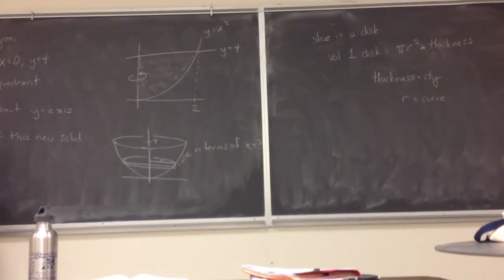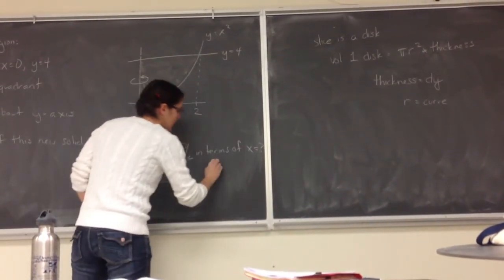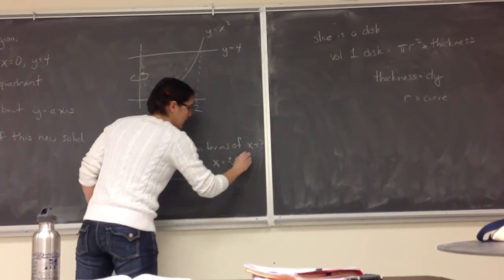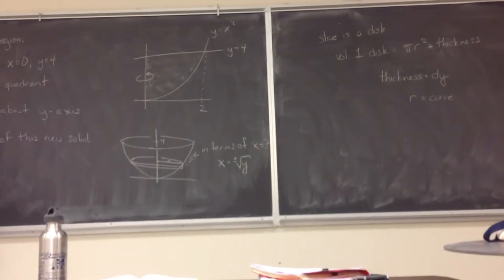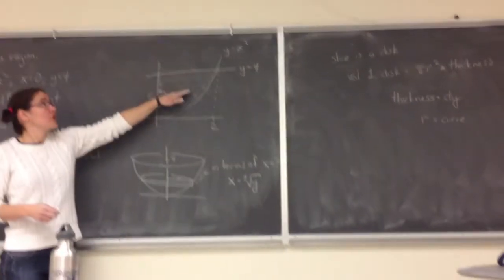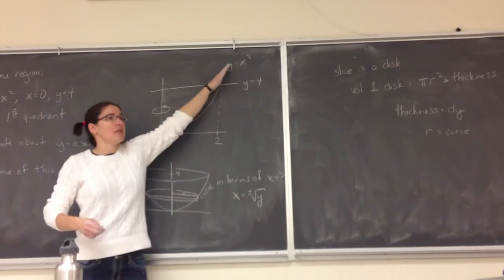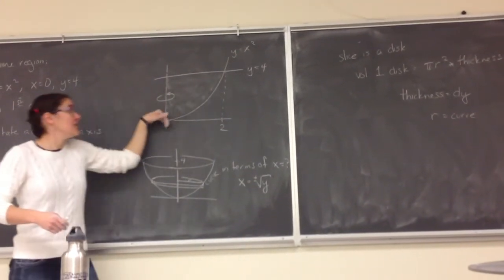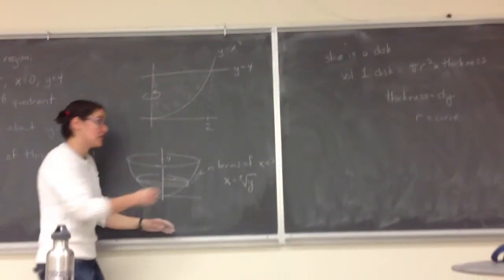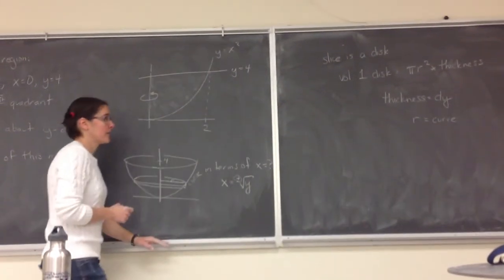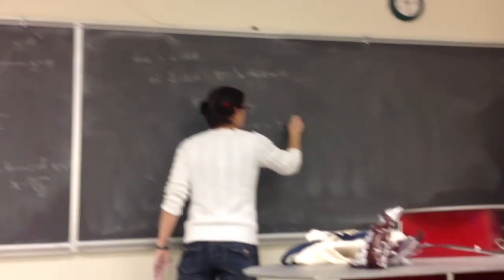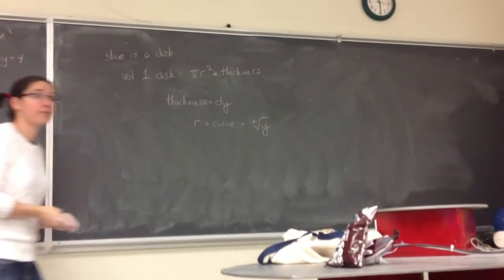All right, so I've got y equals x squared, and so that tells me that x is going to be equal to plus or minus the square root of y. Now, in this case, my region, this is the positive square root of y. The negative is on the left-hand side. Our original curve is the positive value, so that's the one we're going to choose. So our r is going to be the positive square root of y.